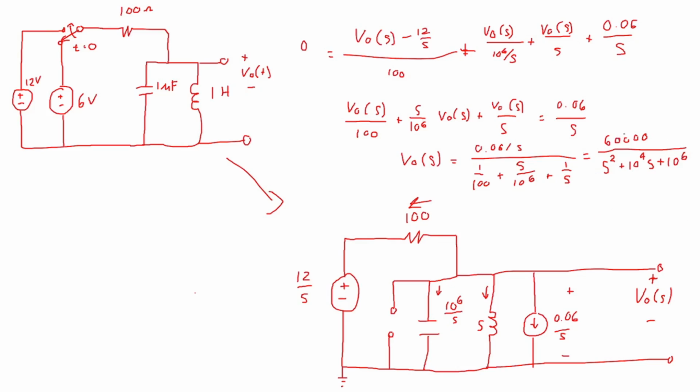Okay, so that's pretty good. This is somewhat almost factorable. And so this is approximately 60,000 over S plus 101 times S plus, whoa, what?